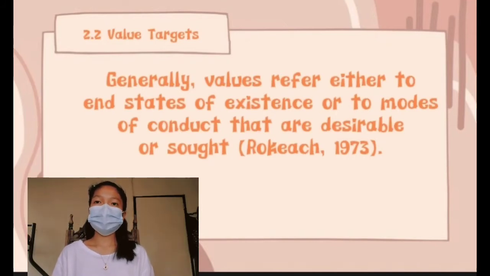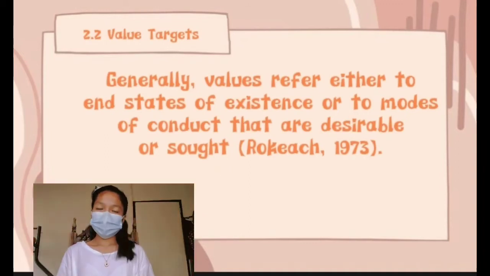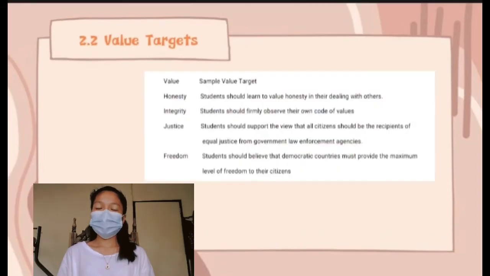Macmillan, 2007, suggested that in setting value targets, it is necessary to stick to non-controversial values that are clearly related to academic learning and school and Department of Education goals. Some values that are commendable and non-controversial are described below. Value: honesty. Its sample value target is: students should learn to value honesty in their dealings with others. Next is integrity. Students should firmly observe their own code of values.